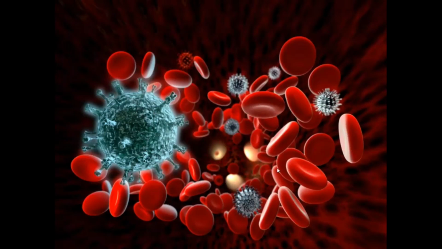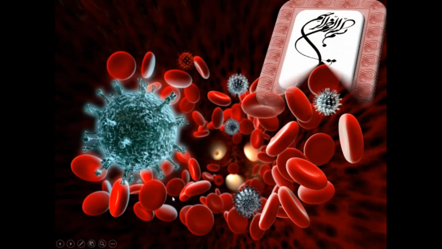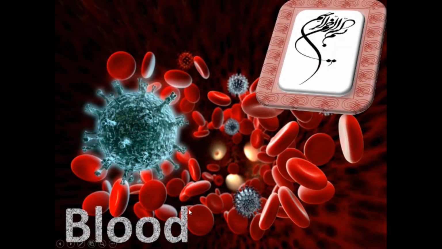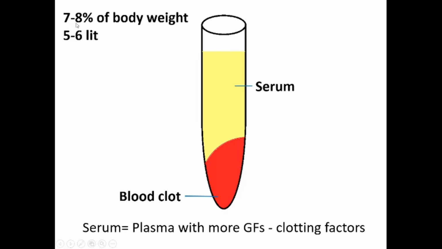Now we are going to start one of the specialized connective tissues in our body, blood. Blood is a specialized connective tissue with a fluid extracellular matrix, and it makes up about 7 to 8% of our body weight. The average adult has 5 to 6 liters of blood in the vasculature, in the circulatory system. Outside of the vasculature, the proteins in the blood interact with each other and produce a blood clot.